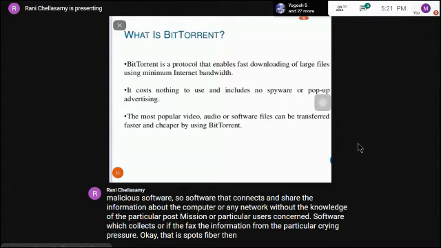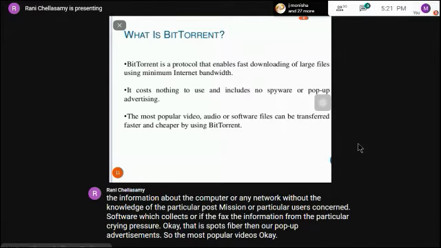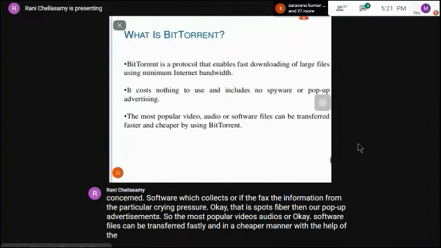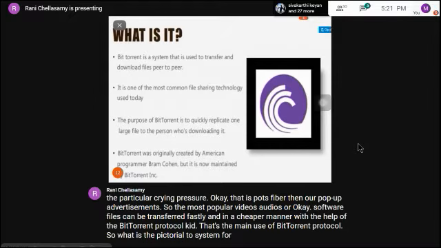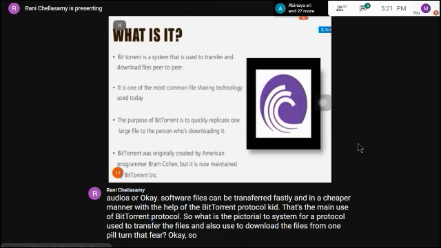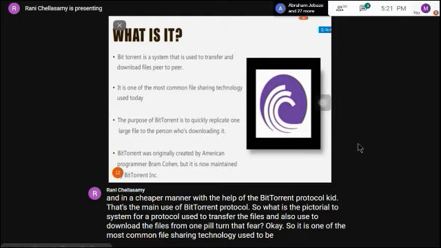Or pop-up advertisements. The most popular videos, audios, or software files can be transferred quickly and cheaply with the help of the BitTorrent protocol. That's the main use of BitTorrent protocol. It is a system or protocol used to transfer and download files from one peer to another peer. It is one of the most common file sharing technologies used today.